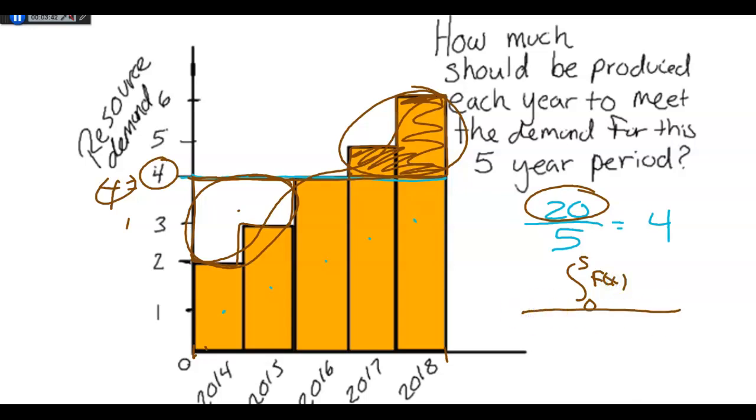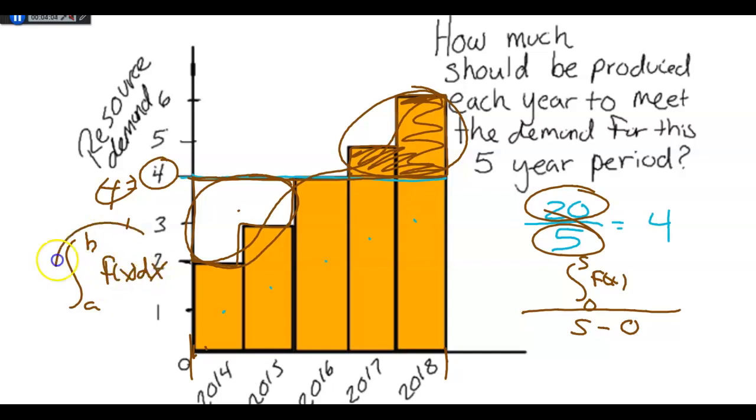Once we get that total, we're going to divide by 5. Now, where did the 5 come from? 5 minus 0, the distance, right? 5 take away 0. That leads us to our formula for the average value theorem. We're not going to write it like that, though. We're going to write it like this. This represents the sum, the total area under the curve.